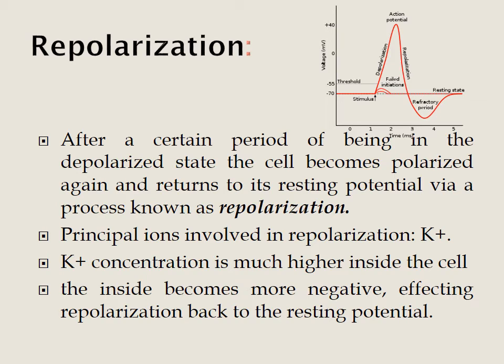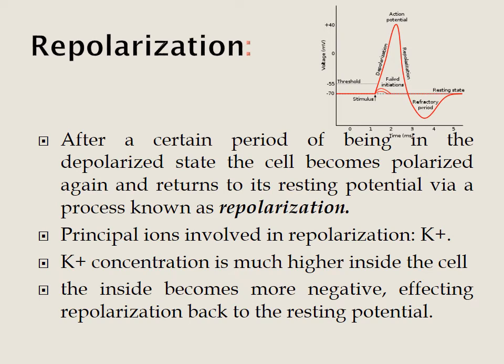The principal ions of the repolarization process are K plus ions, whereas in depolarization the principal ions are Na plus ions. Here the potassium ions are the principal ions. After they reach the resting potential, they travel along for a certain period. The inside becomes more negative, affecting the repolarization back to the resting potential. This refractory period is called hyperpolarization. They travel for certain milliseconds, then reach the resting state.